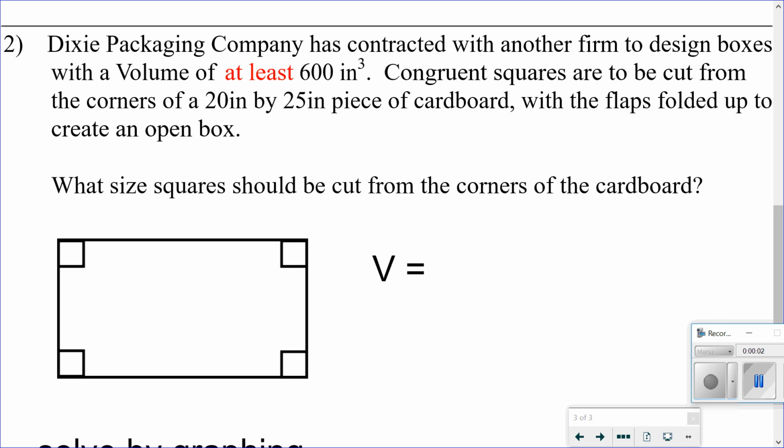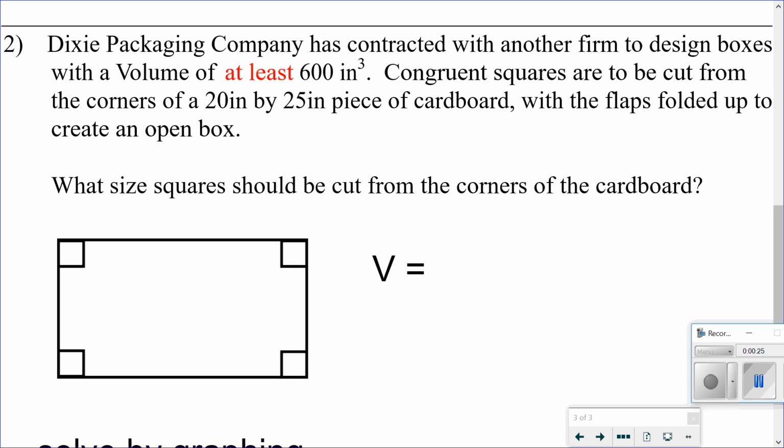In our next real-world example, we're talking about taking a piece of cardboard that's flat, cutting corners out of it, and then folding up the flaps. So when you think of this problem, I need you to think about a shoebox without the lid on top of it. It says Dixie Packaging Company has contracted with another firm to design boxes with a volume of at least 600 cubic inches.